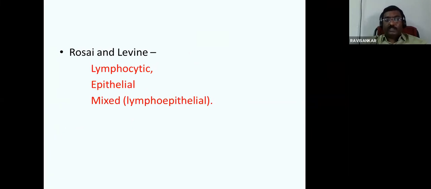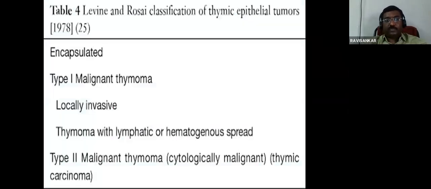So there are different classifications, where Rosai and Levine was the first one who used it as lymphocytic or epithelial or mixed variants. So thymus is a lymphocytic organ. Remember that. The thymus, spleen, lymph nodes are all lymphocytic organs. They can also have an epithelial component. So this is how he first divided. There are so many classifications, but this is the initially used classification system.